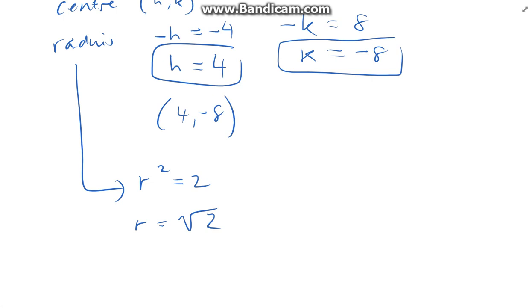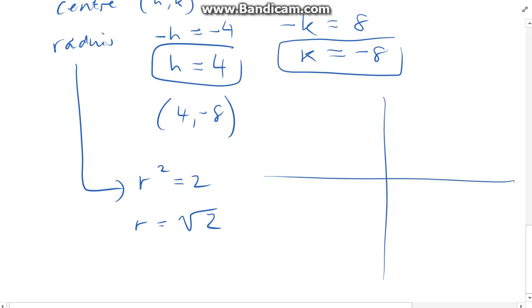If we had to draw this one, again you'd draw it on your x and y axis. Your centre would be 4, minus 8. If we're really rough about it, 4 would be here, say minus 8 down here, something like that. So that's your centre. Your radius is root 2. In your calculator, put in root 2, and it's 1.41. So if that's 4, 5, 6, 7, 1.41 is going to just go as far as there. Pencil, pin, and your circle around it.